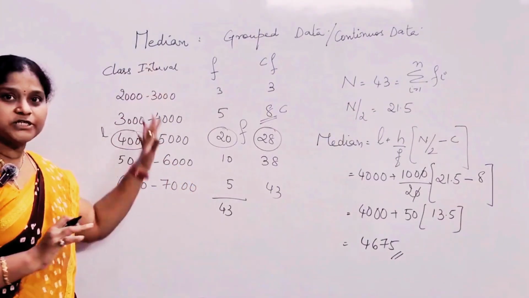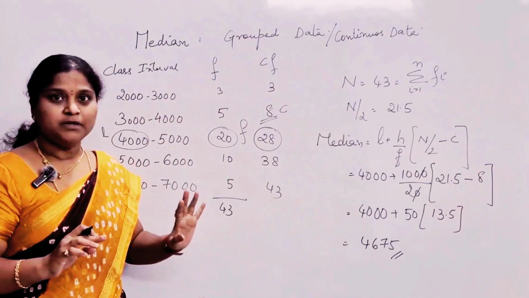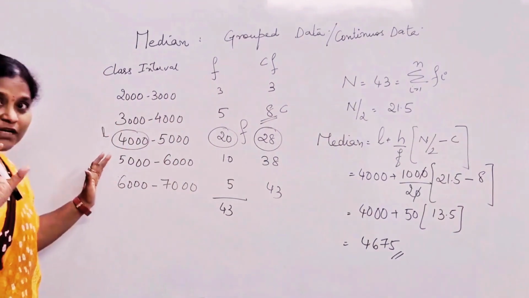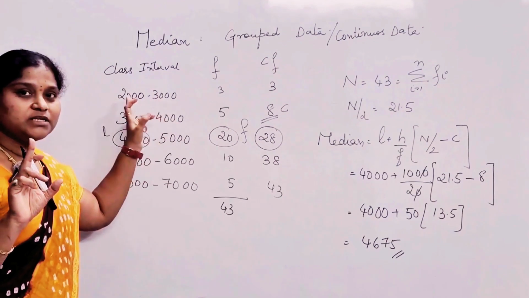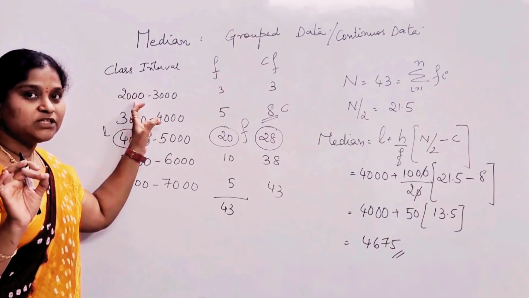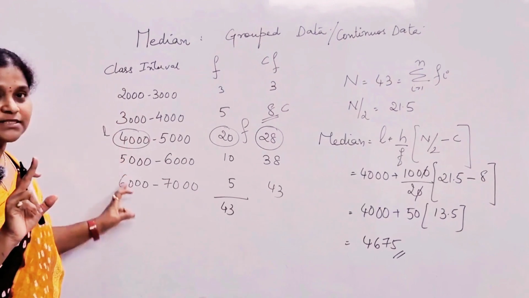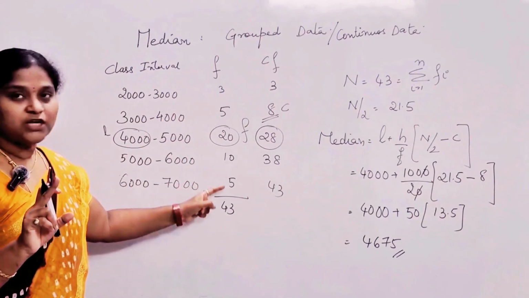Now let us consider the continuous series. Let's consider this particular data which is of continuous type. I have totally 5 class intervals. 3000 minus 2000 is 1000. So my class width will be 1000. Total 5 class intervals. These are the respective frequencies.